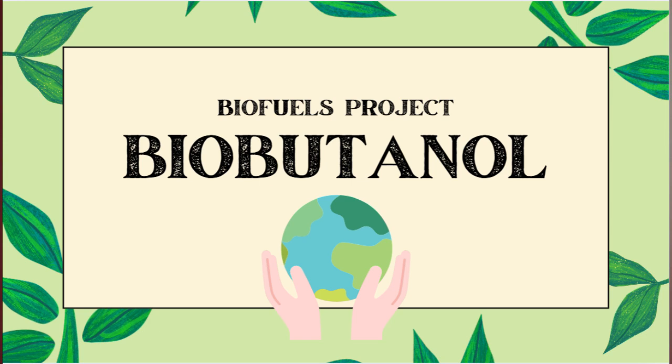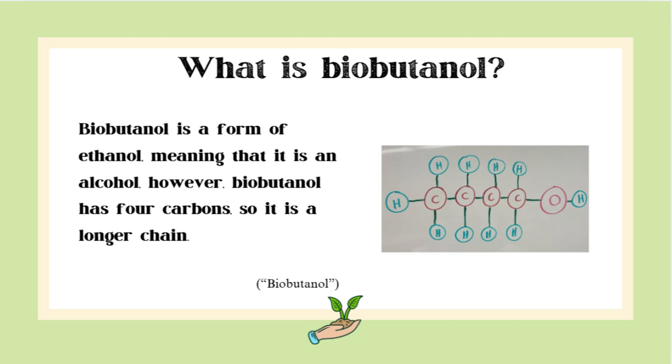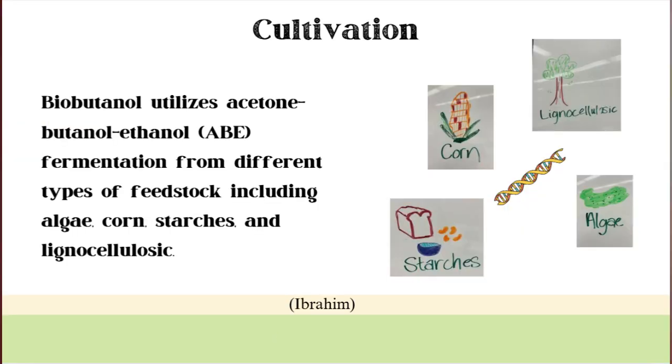For my biofuels project, I chose to look at the biofuel butanol. So what is butanol? Butanol is a form of ethanol, meaning that it's an alcohol. However, butanol has 4 carbons and it is a longer carbon chain. So how is butanol cultivated?